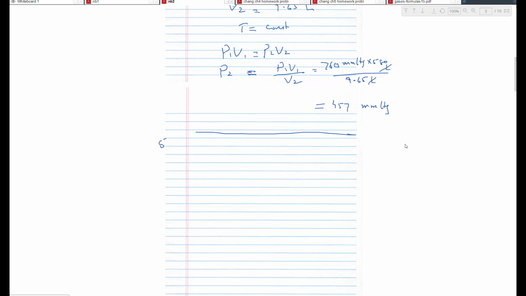Now let's start this one. Make the data. We're given the volume, 36.4 liters, and a temperature change, so T1 to T2. T1 is 25 degrees Celsius, and T2 is 88 degrees Celsius. They're asking, what is the final volume of the gas? So V1 and V2.